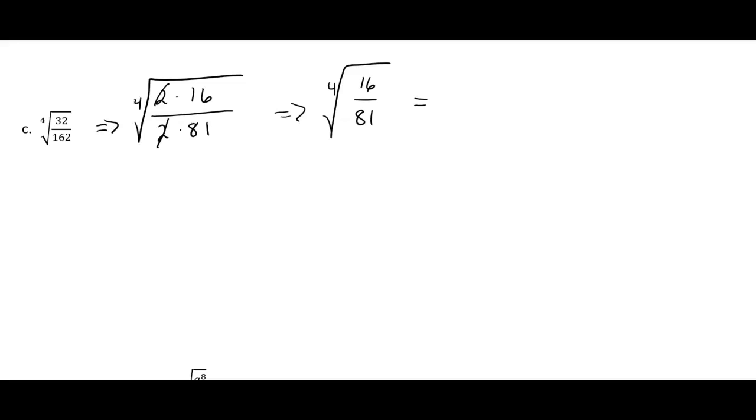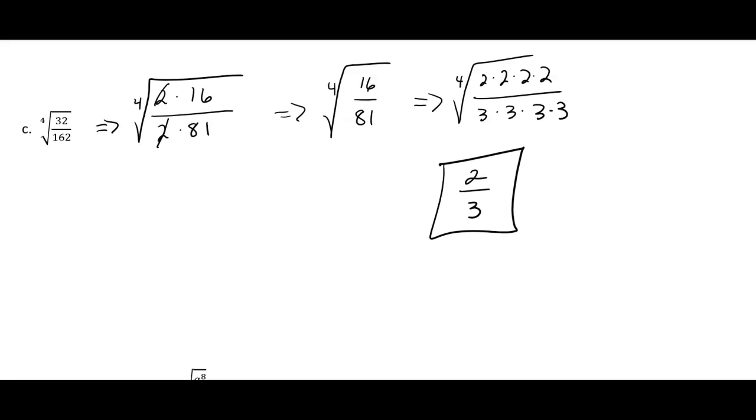And then you could say, well, 16 is 2 times 2 times 2 times 2. And 81 is 3 times 3 times 3 times 3. You could split them all up. Anyway, there's 4 of them. And so you're going to get 2/3. All right. I'm hoping this makes some sense.